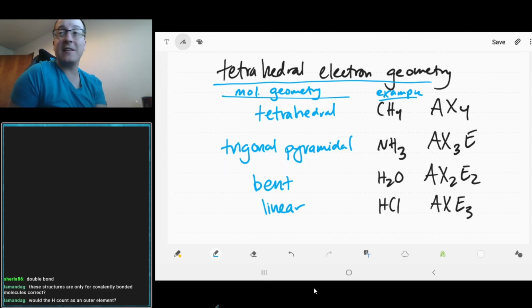molecules. So anything that fits this category of having three outer atoms and one lone pair will be trigonal pyramidal. And so anytime we draw a Lewis structure that has one lone pair and three outer atoms, it's always going to be trigonal pyramidal for its molecular geometry. And one example of that would be ammonia.